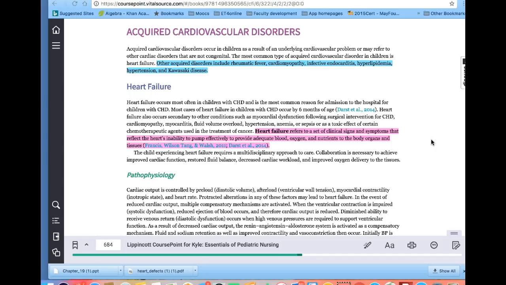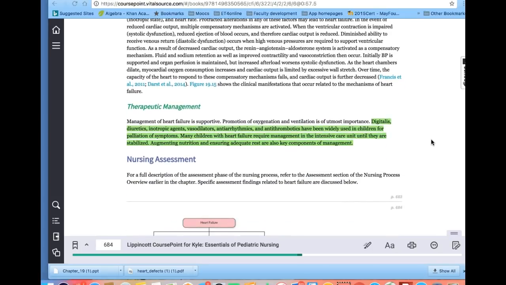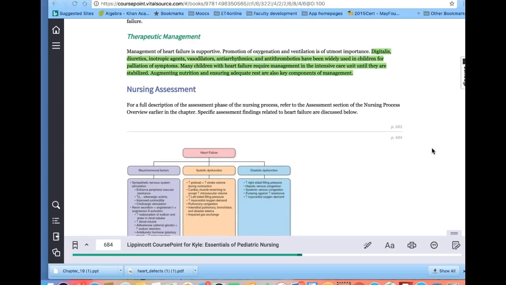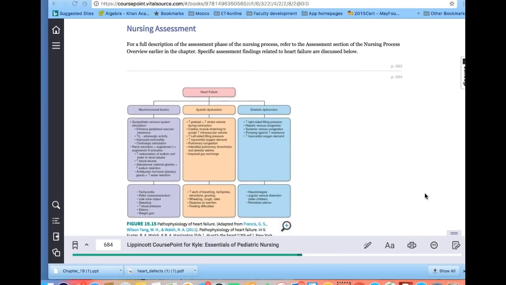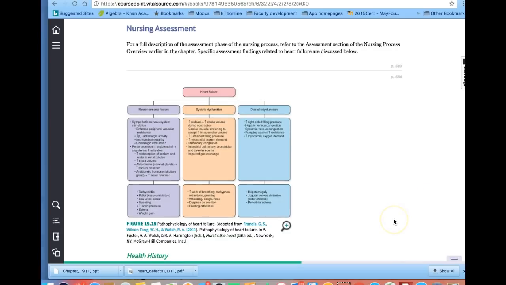Heart failure can occur as a result of congenital heart defects. Now again, I said heart failure in kids is very similar to heart failure in adults. Okay, so I'm going to let you read through the pathophysiology. Okay, here's how we treat it. We treat it with DIG, we treat it with diuretics like Lasix, and that's pretty common in adults as well. So it should be a little easier to understand now that you've had that in your critical care course as well.